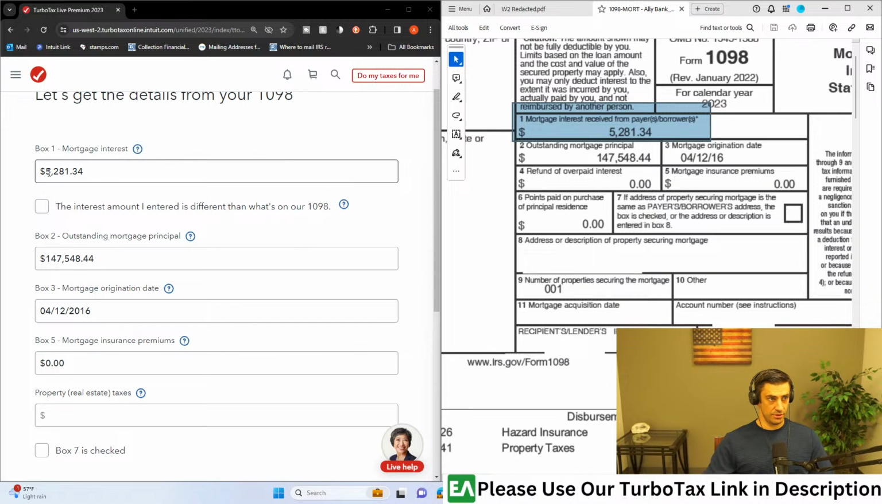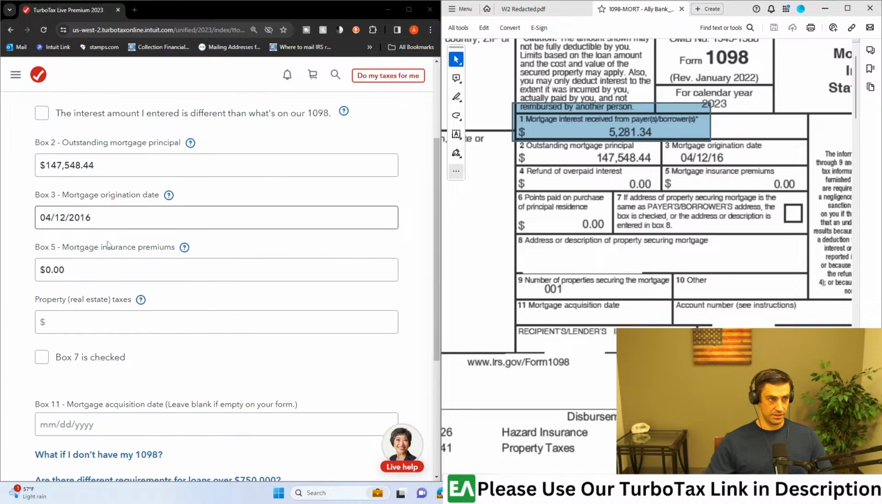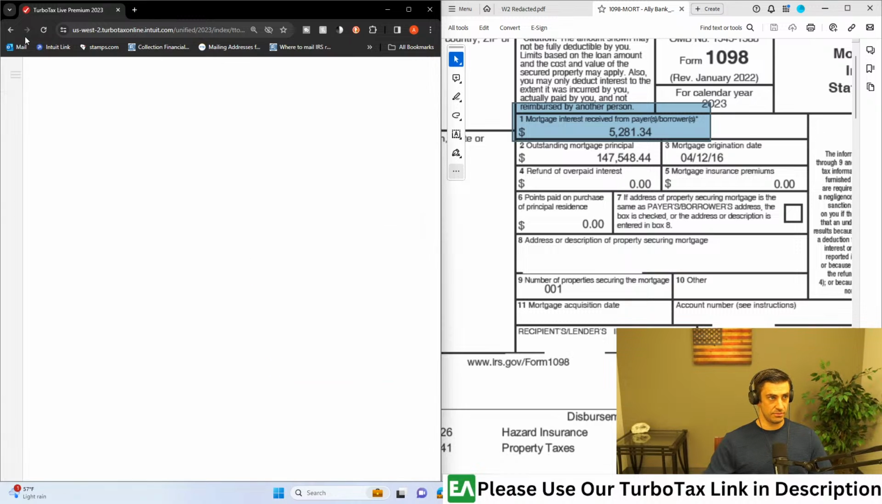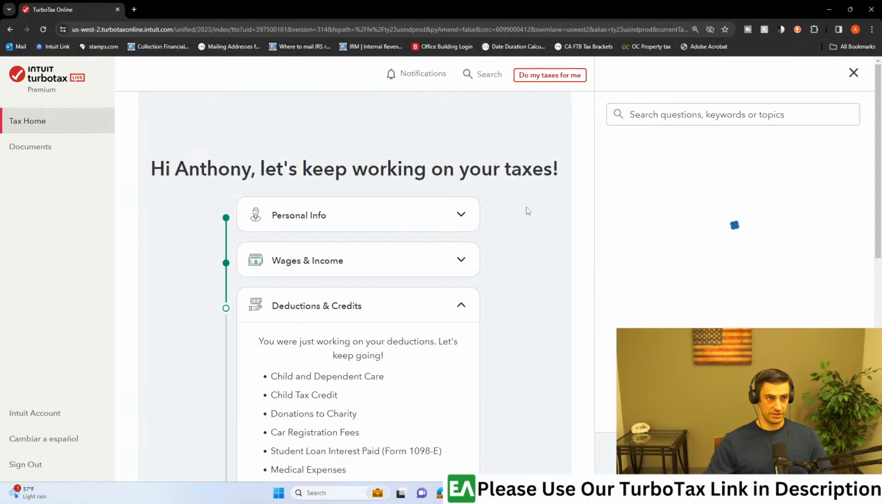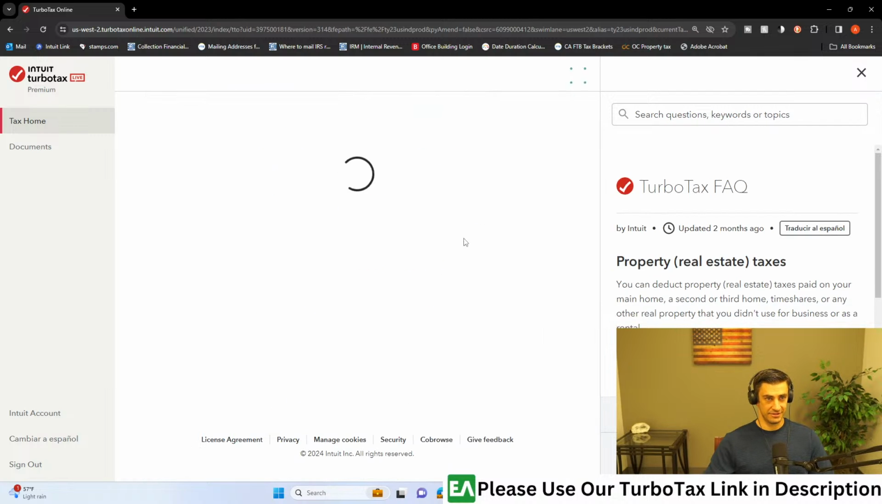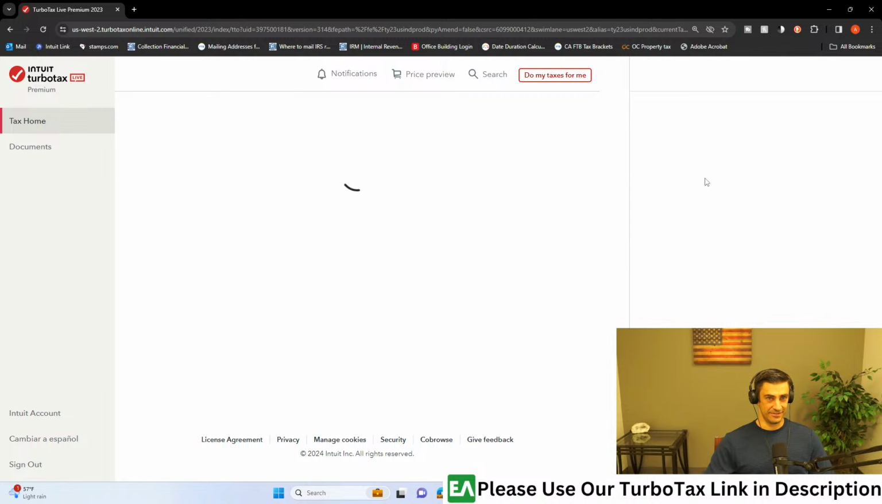Box 1, most important, right? How much mortgage interest did we pay? There it is. Man, TurboTax is good at this, at least. Okay, mortgage origination, everything looks good, right? This is what it missed. Why did I click the button? Can I just hit back? No. And of course, pick up where you left off. There you go.